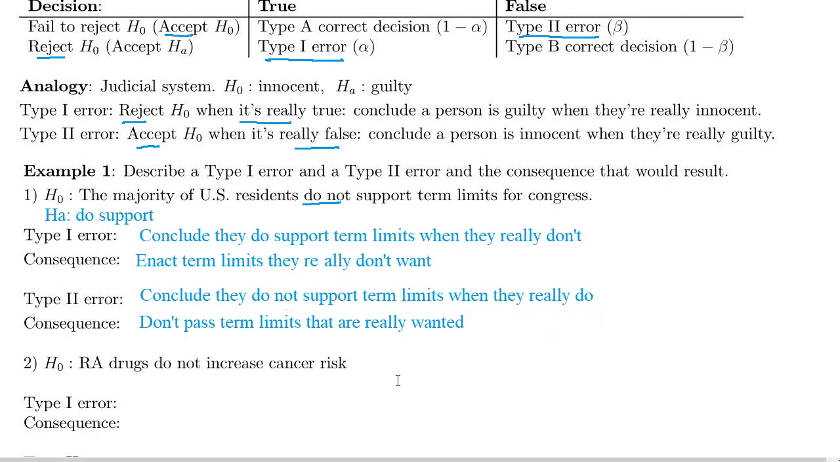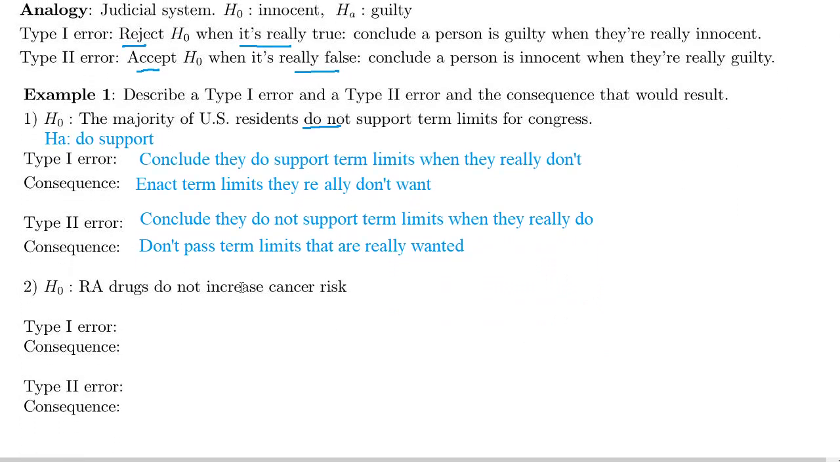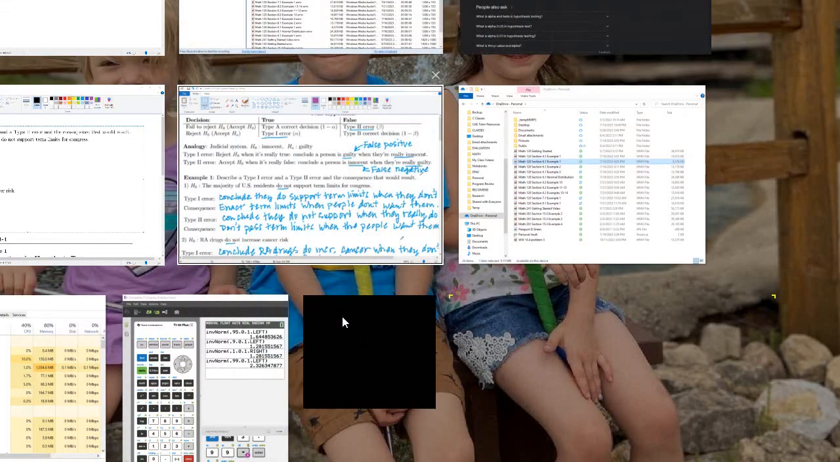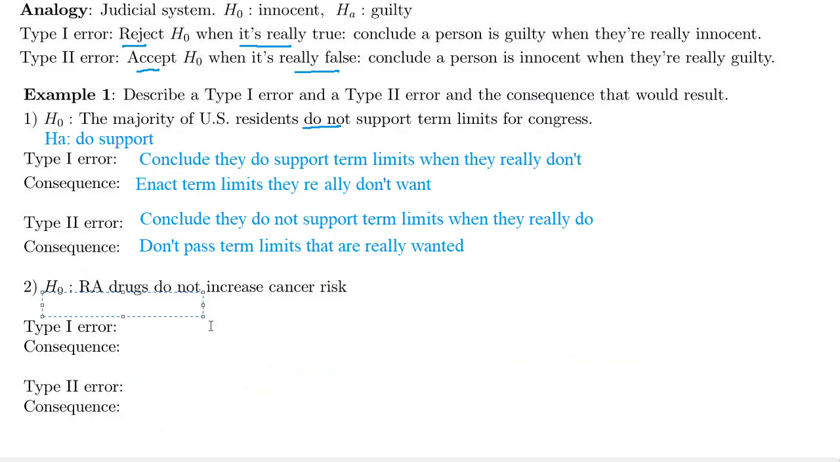Let's look at another example. Our null hypothesis here is that RA drugs do not increase cancer risk. So with these drugs, there are a lot of side effects, and what they found is that actually the cancer risk is increased if you take some of these drugs, because they dampen the immune system too much, and the immune system is what fights off early cancer cells. So our alternative hypothesis here is going to be that they do increase risk.